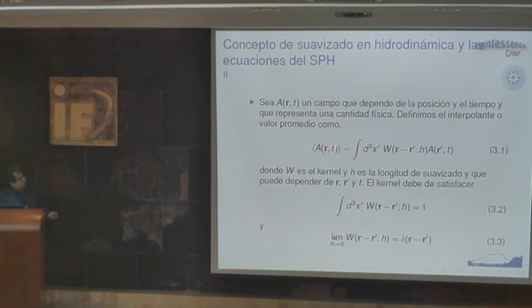So I have a field, and this field depends on position and time, and we use a kernel to smooth this field. And this kernel has to satisfy these two conditions. The total integral, it means if I have 1 here for A, the integral of the kernel should be 1. And the behavior when h goes to 0 should be the Dirac delta.